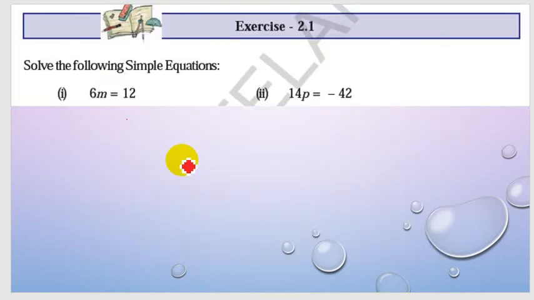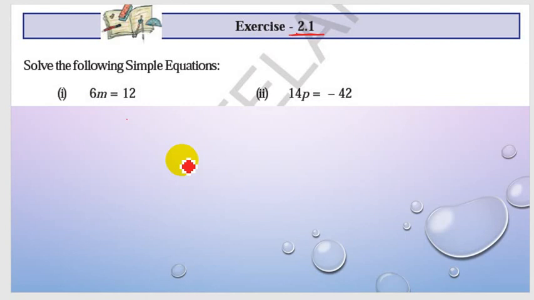Next, coming to the problems. Already in your 7th class you have learnt about simple equations. Now let us recall them. This is nothing but exercise 2.1. We are going to solve each and every question one by one, right? Now I will tell how to solve each and every question in a simple way, right?